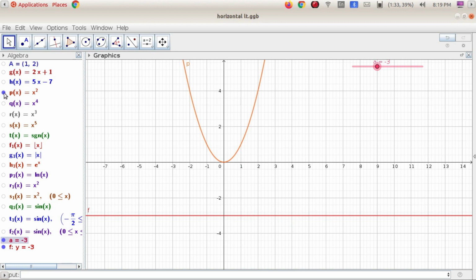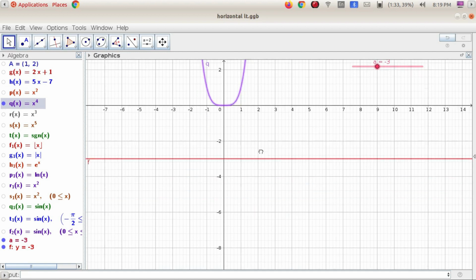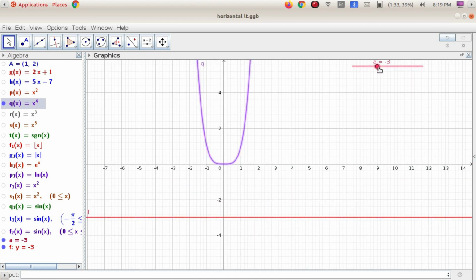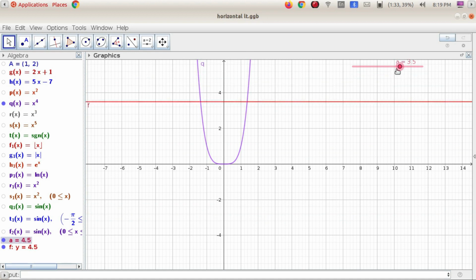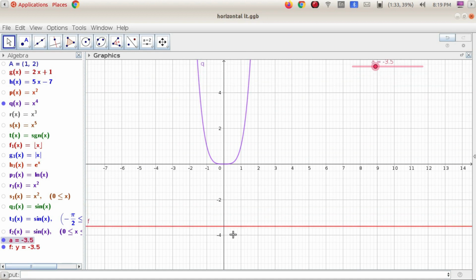Similarly, in the case of x raised to 4, x raised to 4 is not one-one because the horizontal line intersects at 2 points. And when we move here, the horizontal line has no point of intersection, so this graph is not onto. If the horizontal line has more than one point of intersection, the function is not one-one. If there is no point of intersection, the function is not onto.